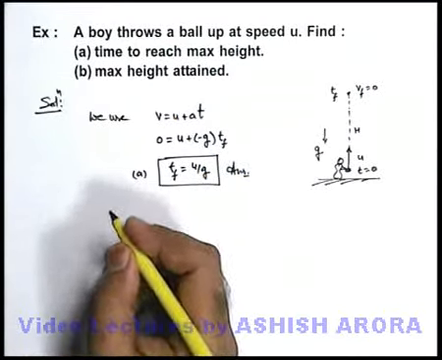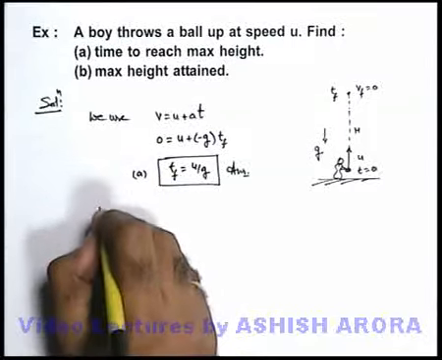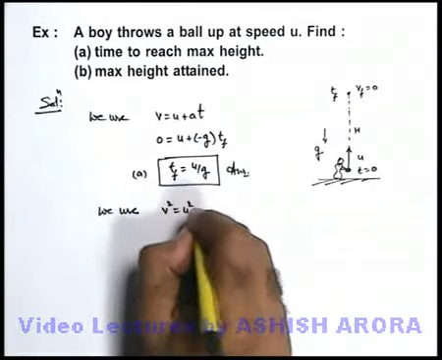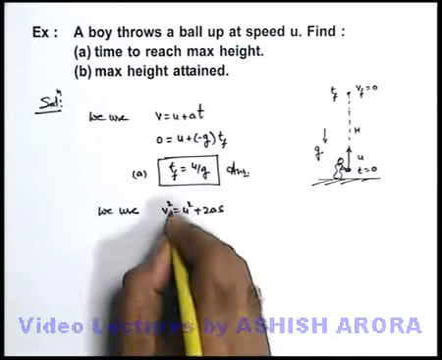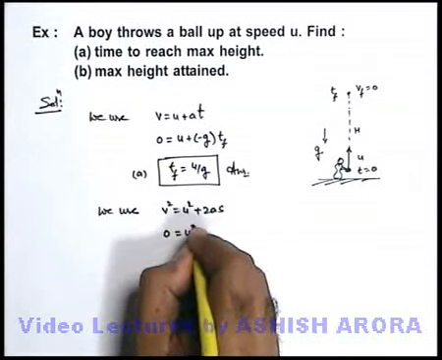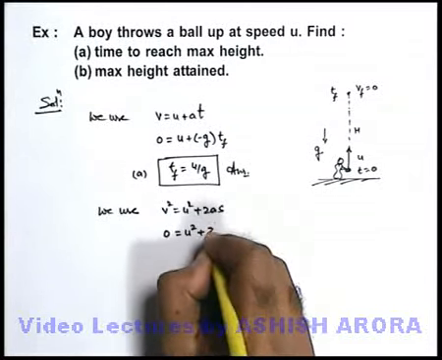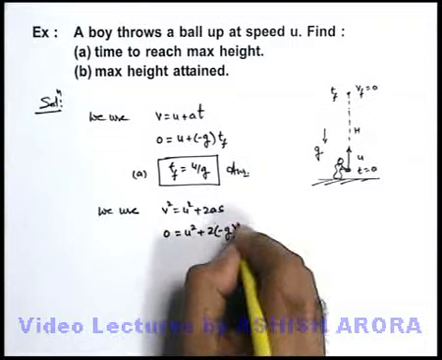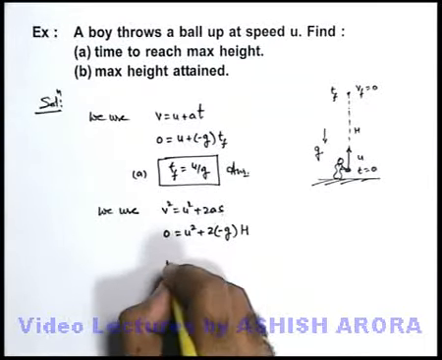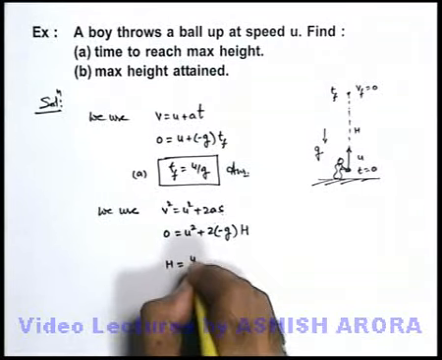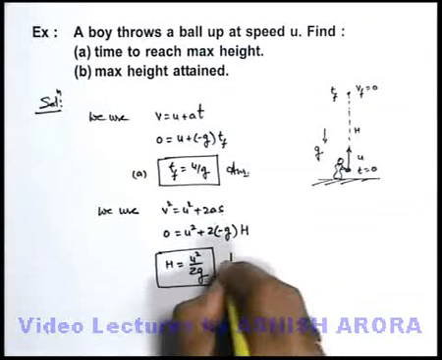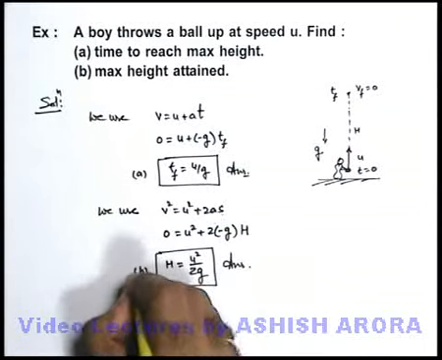If we wish to find out the maximum height attained, now we can use directly v square equals u square plus 2as. In this situation, again the final velocity will be 0, the initial velocity is u, plus we take again acceleration as minus g into the maximum height h. On solving this, you can see the maximum height can be written as u square by 2g. This is the answer to the second part of the question.